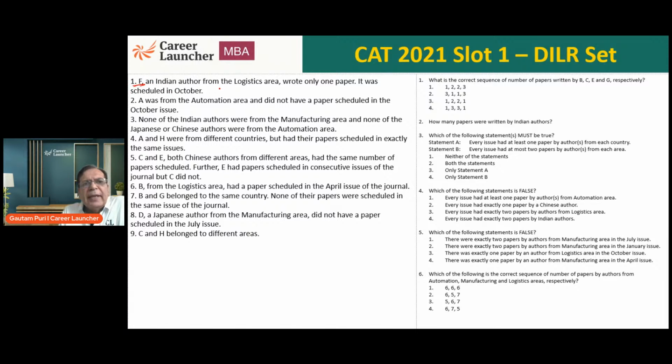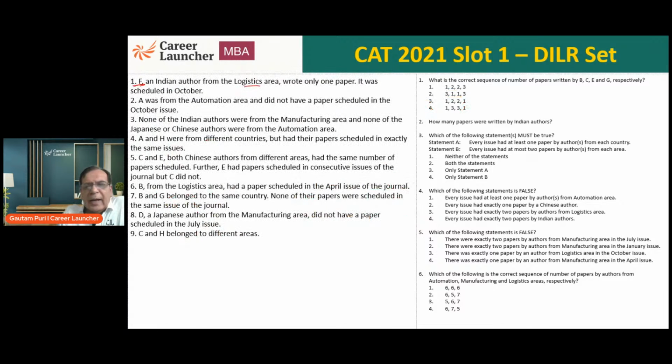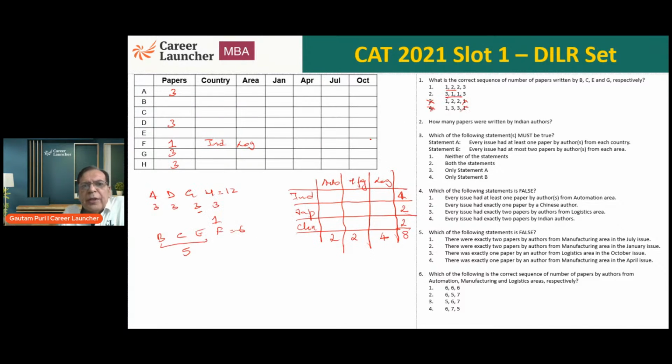Statement 1. F, an Indian author from logistics, wrote only 1 paper. F is an Indian author from logistics, wrote only one paper. Yes, we already know. And it was scheduled in October, so obviously nothing in January, April, or July. One information I forgot. What was the total number of papers published in each of the four? Okay, this was January was 5.